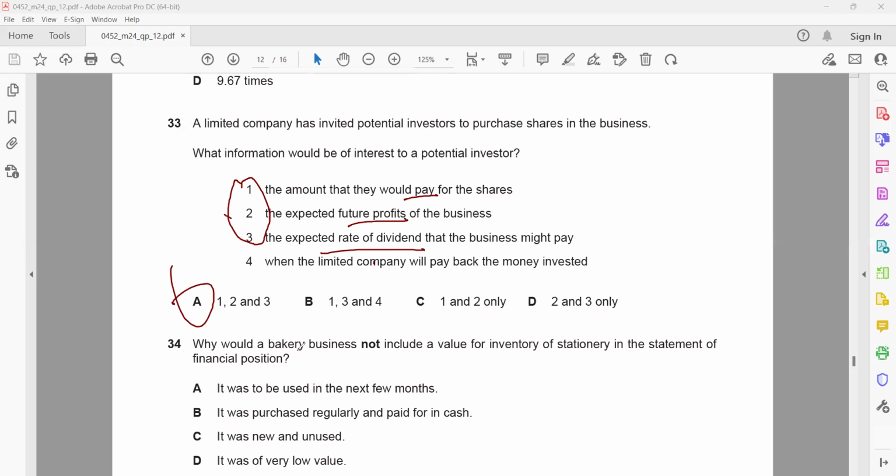34. Why will a bakery business not include a value of inventory of stationery? Because stationery is insignificant, immaterial. We normally don't buy much for the bakery shop. The statement of financial position does not include the value of this, because it is purchased regularly and is of very low value. That is the best answer.